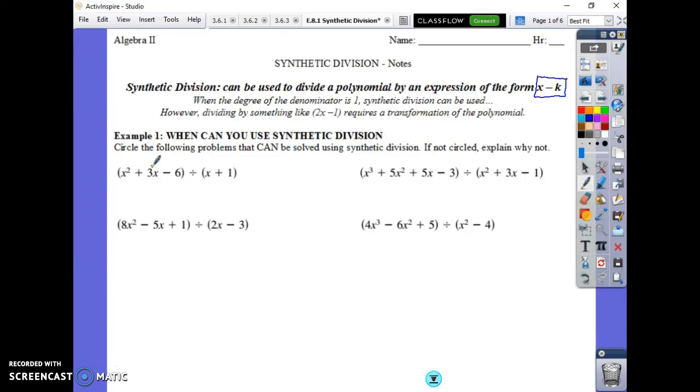So very first one right here, we have x squared plus 3x minus 6 being divided by x plus 1. So if we're dividing by x minus k, we can divide. This one is good to go because it's in an x plus 1 form, so we can use that one.